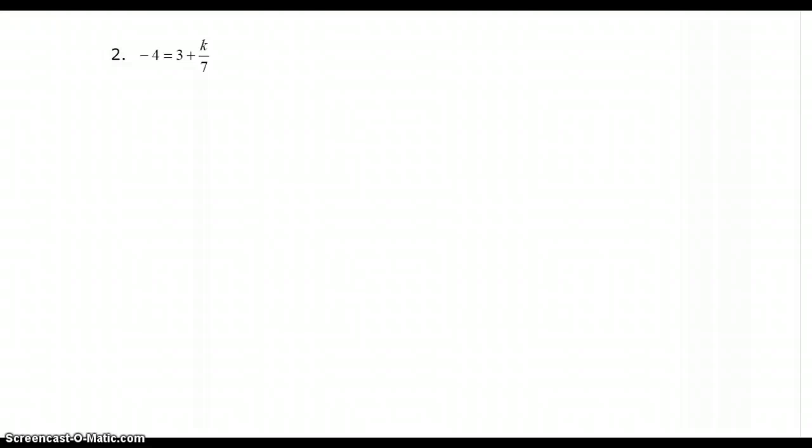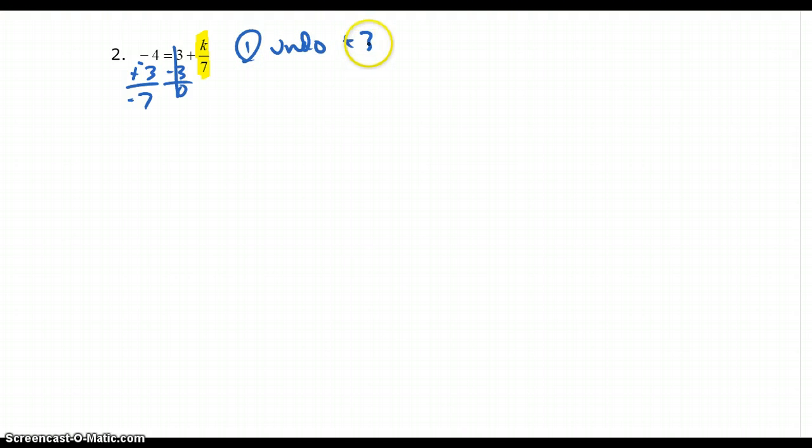Same two steps. I'll write them down as we go. First, we want to get the k term by itself, that whole k over 7 piece. We've got a positive 3 there, so we're going to take away the 3 to get rid of it. If we take away the 3 on the right, we have to take away the 3 on the left. So negative 4 minus 3, we can think of that like negative 4 plus negative 3 equals negative 7. So our first step was to undo the positive 3 by taking away 3. And we did that on both sides.